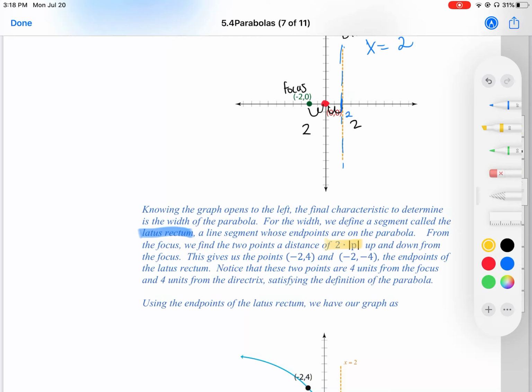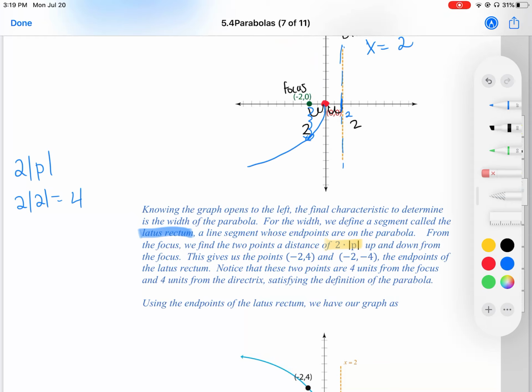So from our focus point of -2, we're going to add 2 times p. My p was 2, so we get 4. I'm going to take my focus and move up 4, 1, 2, 3, 4, and down 4, 1, 2, 3, 4. And that will help you determine how far out to open, because that will be that special point.